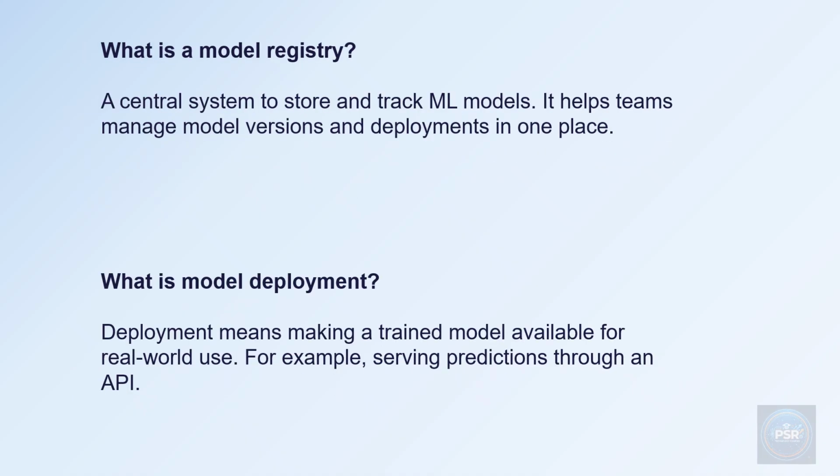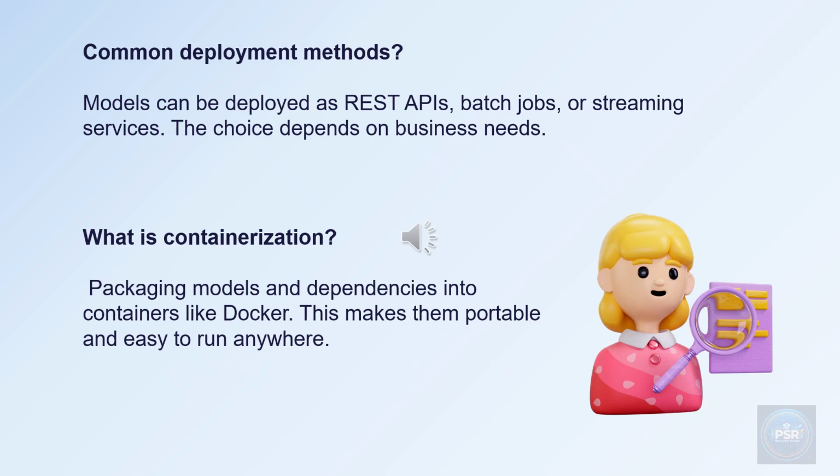What is a model registry? A central system to store and track ML models. It helps teams manage model versions and deployments in one place. What is model deployment? Deployment means making a trained model available for real-world use. For example, serving predictions through an API. Common deployment methods. Models can be deployed as REST APIs, batch jobs, or streaming services. The choice depends on business needs.